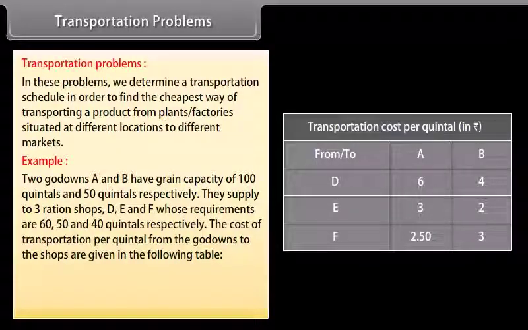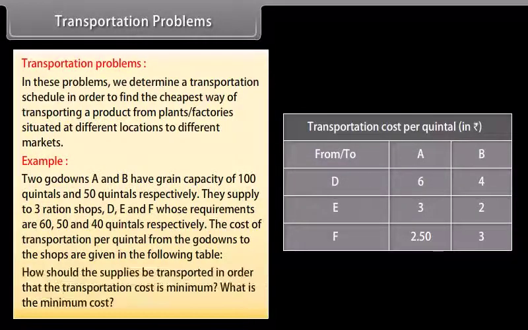They supply to 3 ration shops D, E and F whose requirements are 60, 50 and 40 quintals respectively. The cost of transportation per quintal from the godowns to the shops is given in the following table. How should the supplies be transported in order that the transportation cost is minimum? What is the minimum cost?